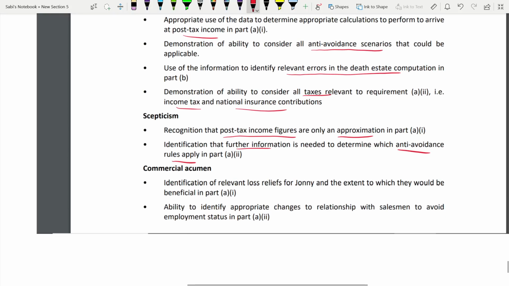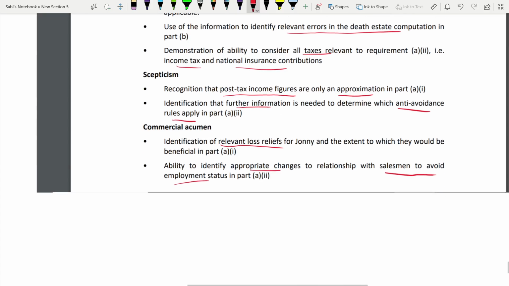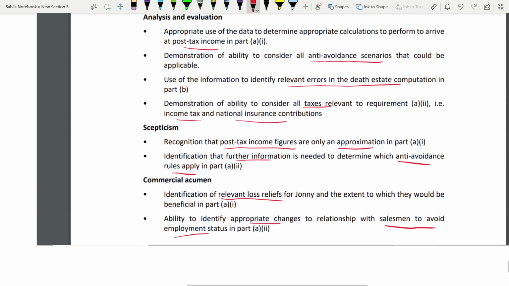Then commercial acumen. Identifying the relevant loss relief based on the case study. It's commercial. And appropriate changes. Whatever changes you make to the salesman's arrangement to avoid the employment status, this shows commercial acumen. Okay. So that's it for this.